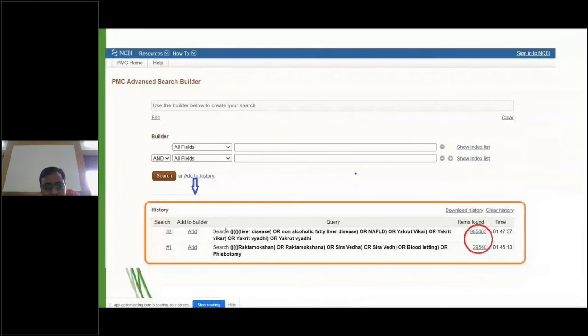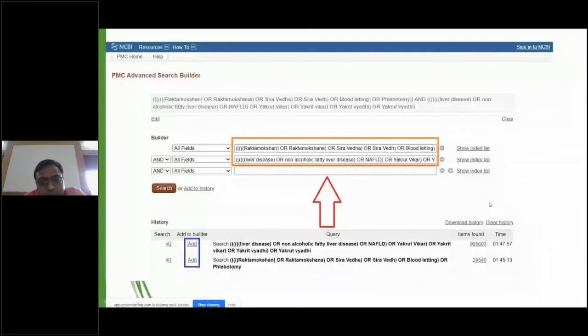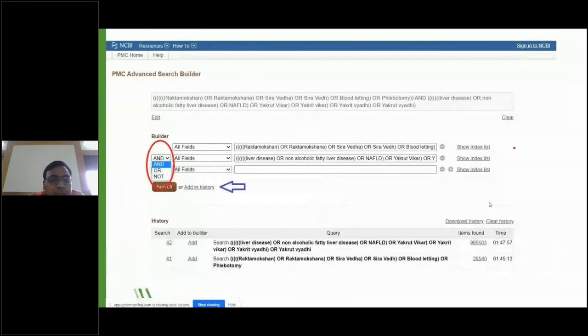So I am going to add this in the builder. I can click here, add to builder, on both the arms. I am going to add. So this is the scenario. I added both the arms in our builder, and don't forget to place AND in between. It means Raktamokshana and liver. These two terms, in place of OR, you have to place AND in between the two terms, and then click on add to history. You get a combined arm having both types of terms.